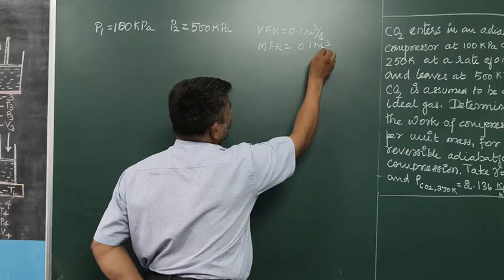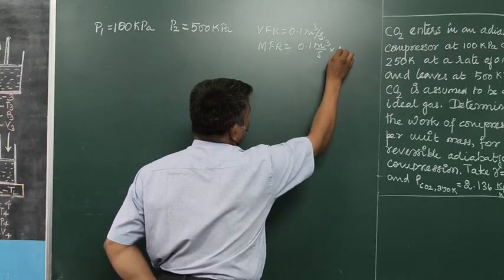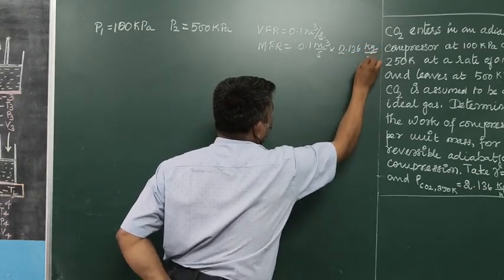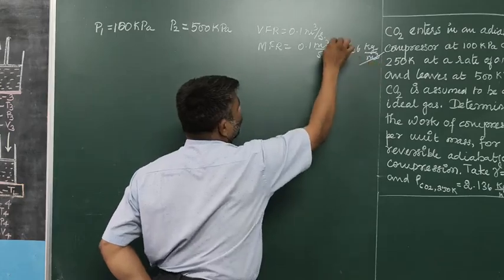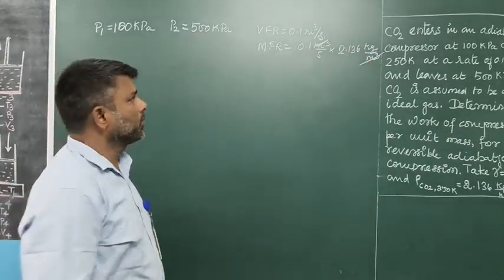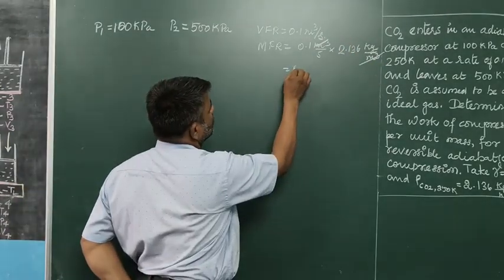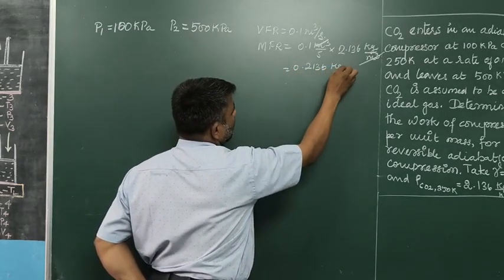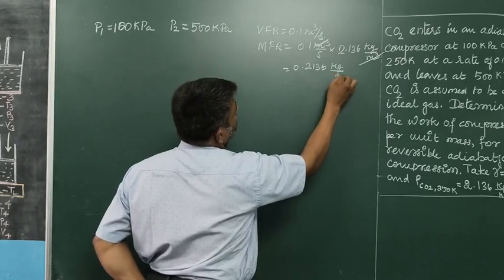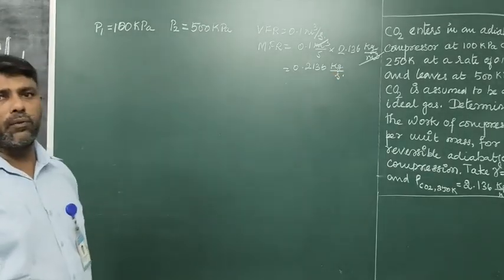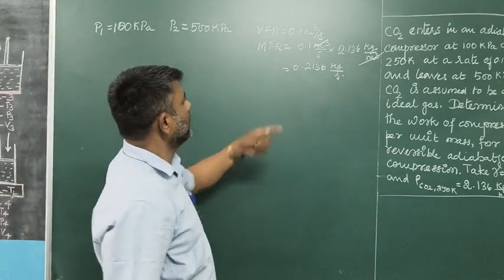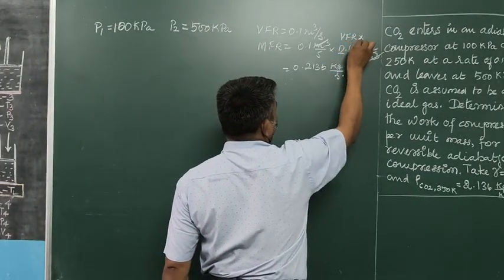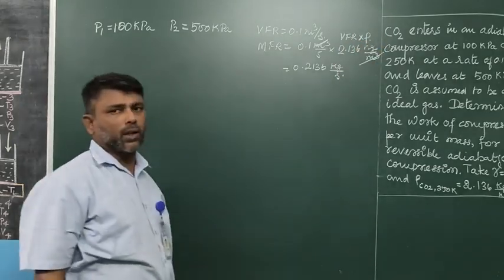0.1 meter cube per second into 2.136 kg per meter cube. Meter cube gets cancelled. So the mass flow rate is equal to 0.2136 kg per second. Mass flow rate is equal to volumetric flow rate into density. Volumetric flow rate into density gives mass flow rate.